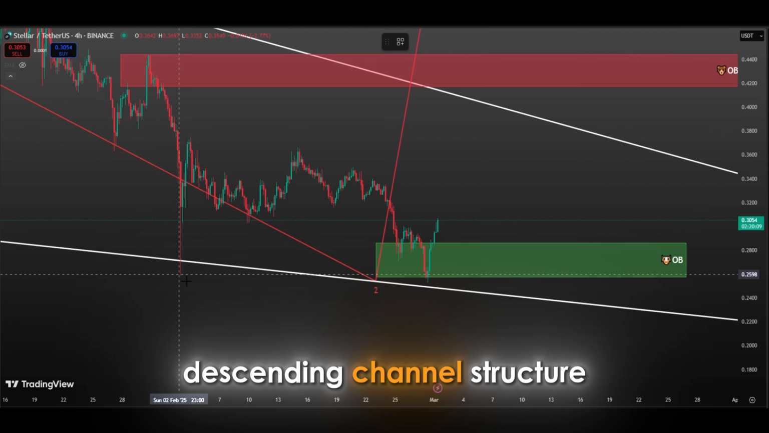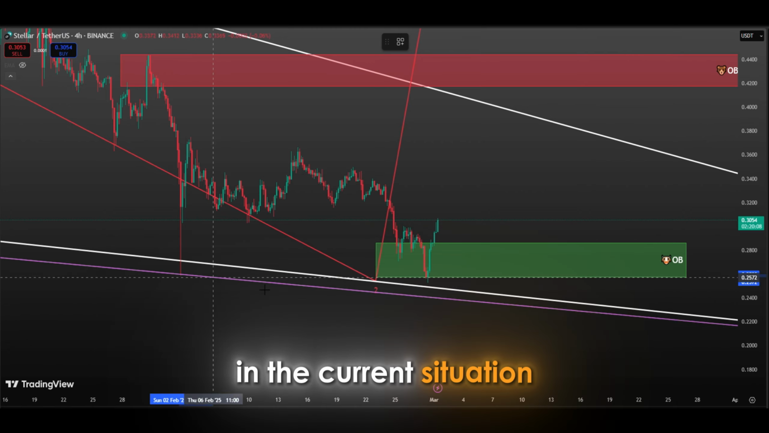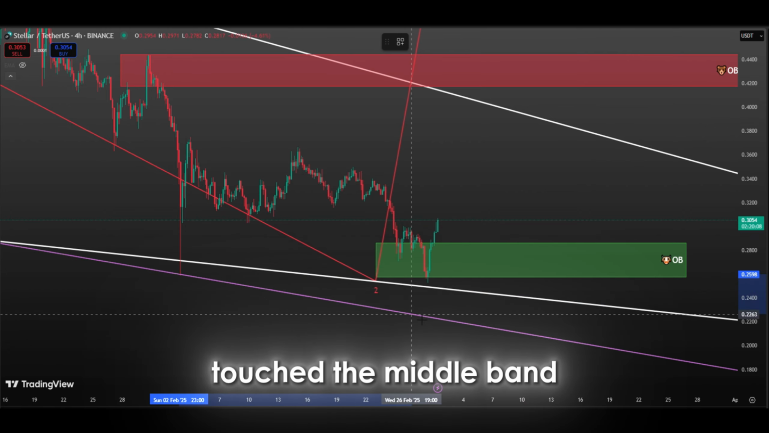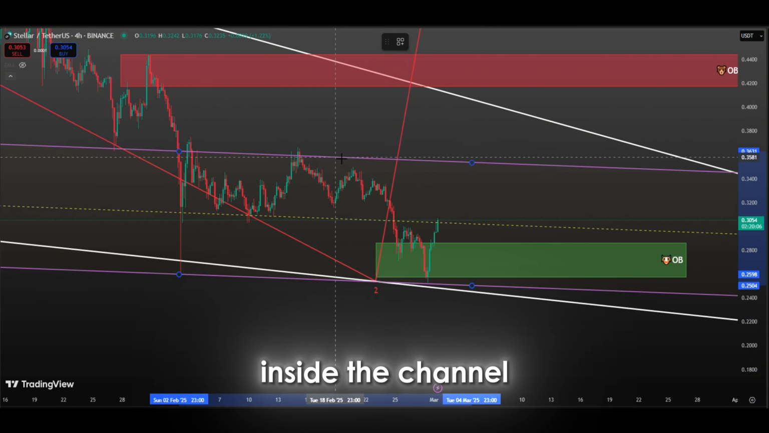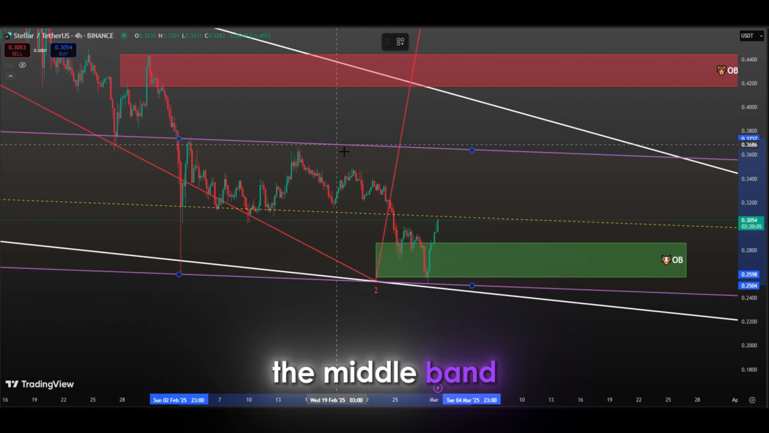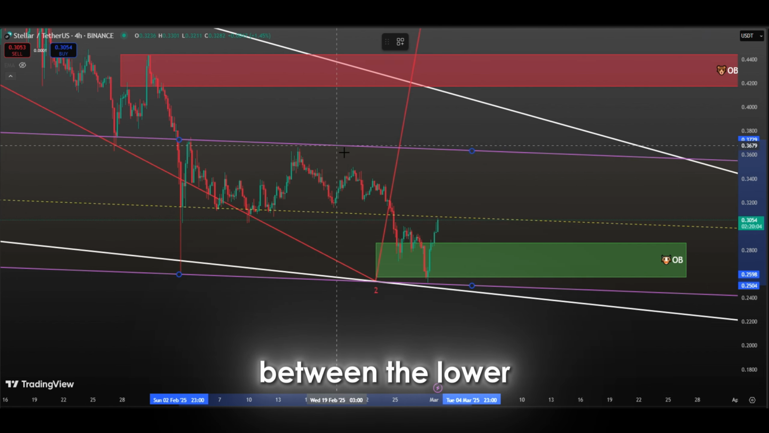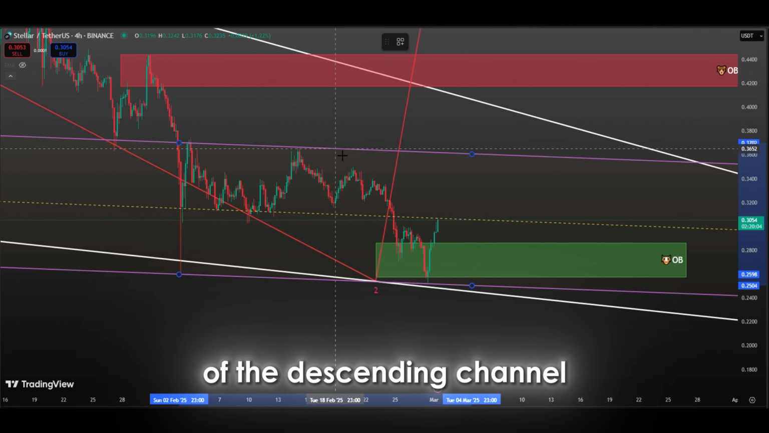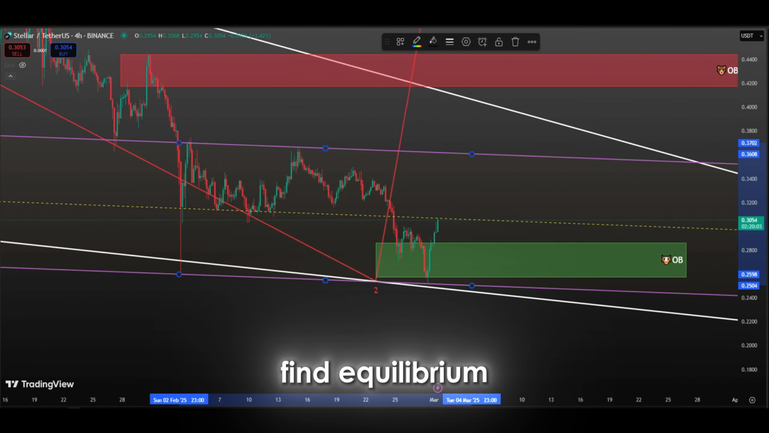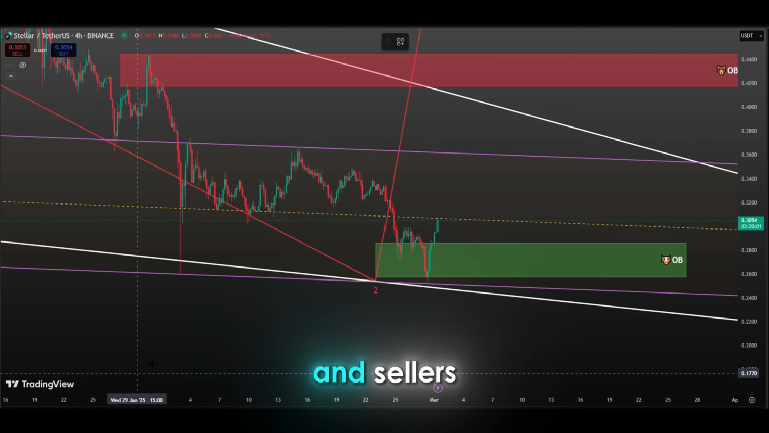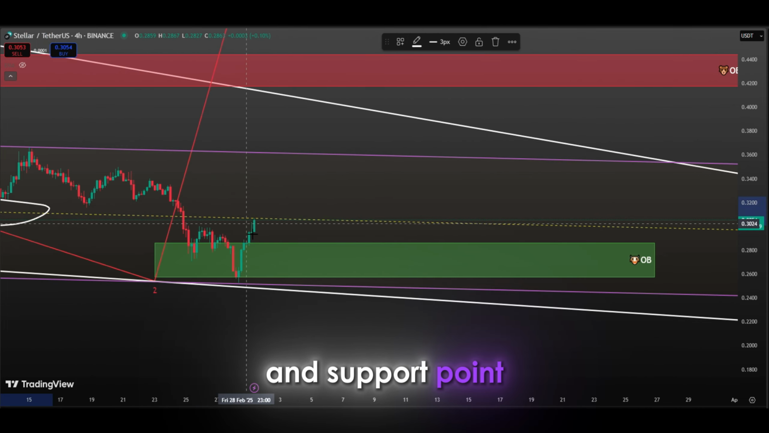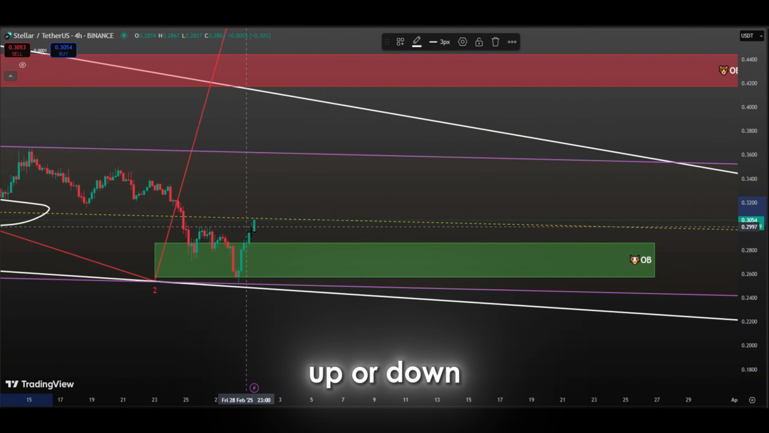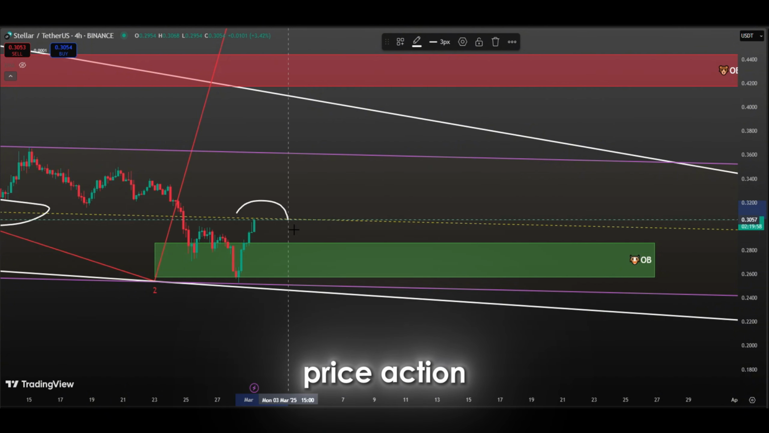Descending channel structure. In the current situation, the fact that the price has touched the middle band indicates that it has reached an equilibrium point inside the channel. The middle band is a kind of transition point between the lower and upper boundaries of the descending channel, where the price is trying to find equilibrium. This point marks a kind of indecision between buyers and sellers. The middle band can act as both a resistance and support point, as the price can start moving up or down from this zone. Price action.